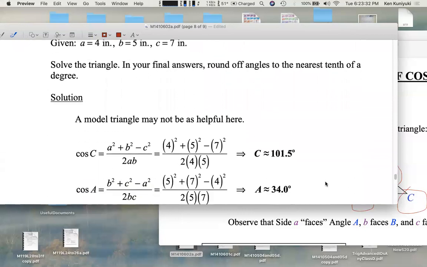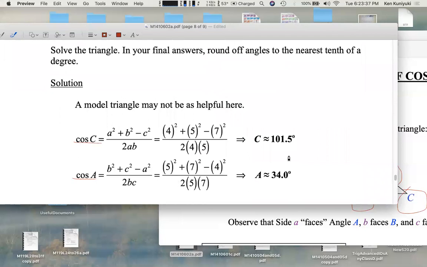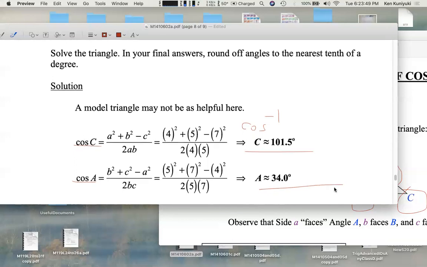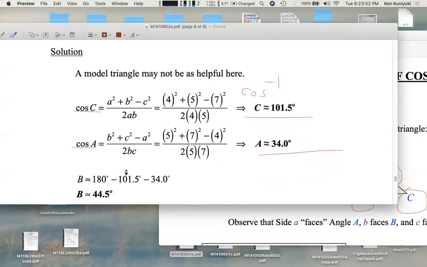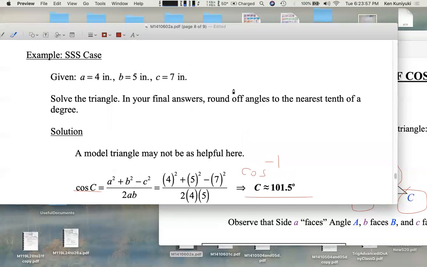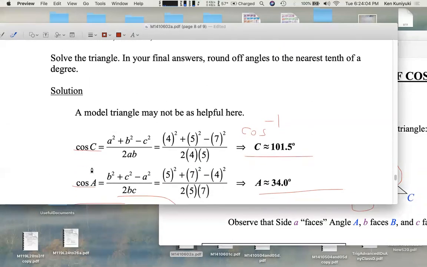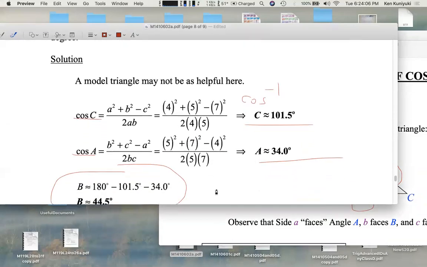For the SSS case, for two of the angles, you can use formulas for cosine of C and cosine of A, and you want the inverse cosine function to be able to figure out C and A. Plug in, you get these angles. How do we get the third angle? The 180 degree rule. Because remember, I'm giving you 3 side lengths. I'm not giving you any angles, but you can find 2 of the angles using variations on the law of cosines, and then you can find the third easily.